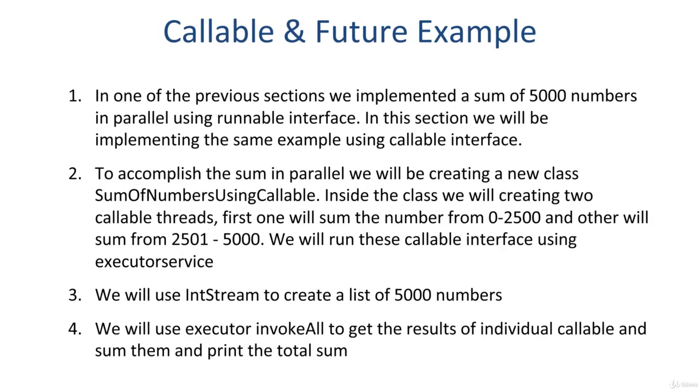Callable and Future example. In the previous section, we implemented the sum of 5000 numbers in parallel using the Runnable interface. In this section, we'll be implementing the same example using the Callable interface. To complete the sum in parallel, we'll create a new class, SumOfNumbersUsingCallable, and inside the class, we'll create two Callable threads. The first one will sum the numbers from 0 to 2500, and the other will sum from 2501 till 5000.